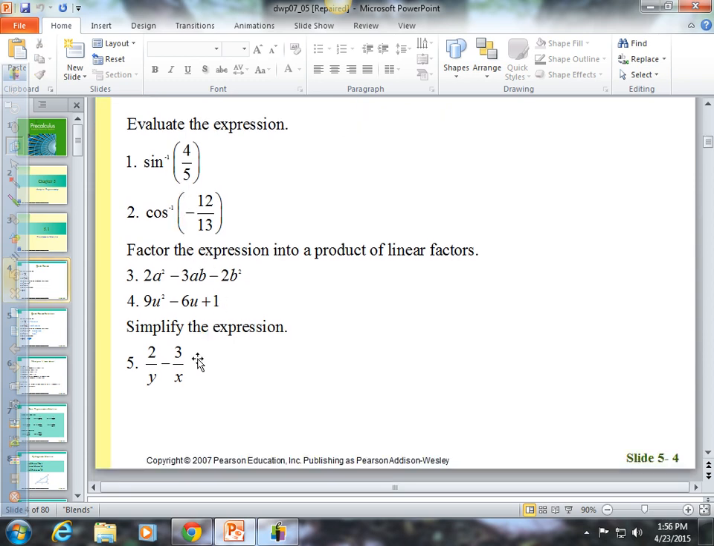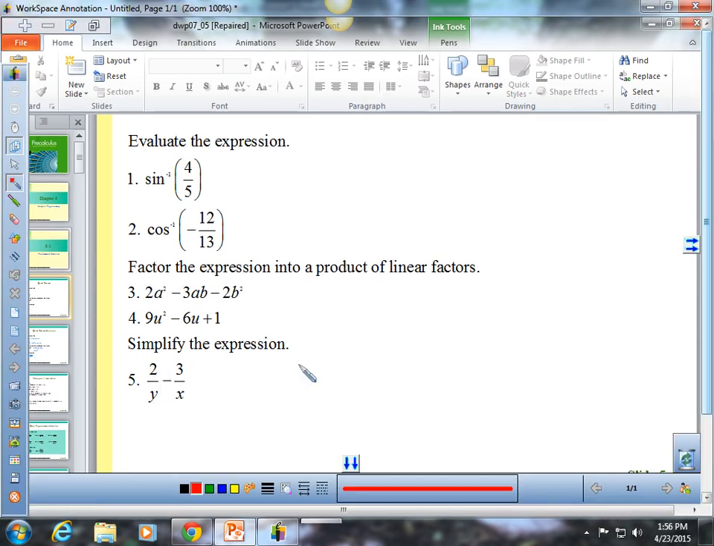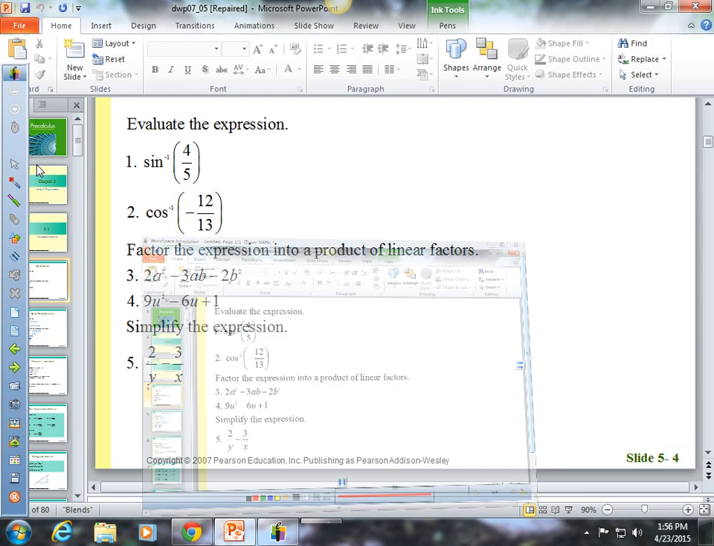Simplifying the expression, I can't subtract these unless we have a what? Common denominator. What would that common denominator be? xy. So what would 2y really become? 2x over xy minus 3y over xy, giving us ultimately, good, 2x minus 3y over xy. We keep that common denominator as we go through. So any questions on that quick review at all?